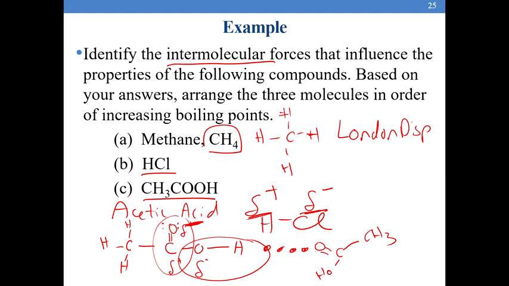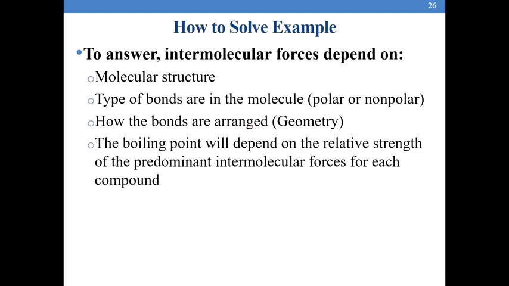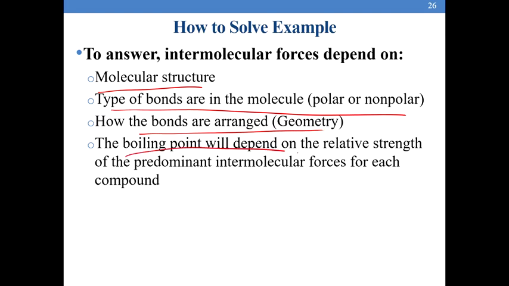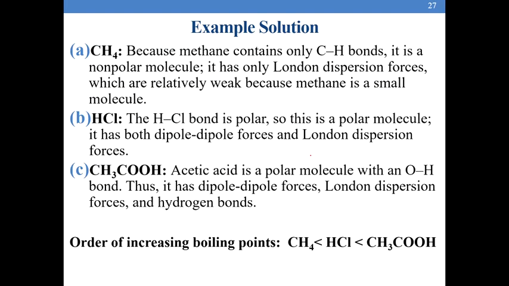So to recap, what you're going to do if you're given a list and you're trying to figure out, all right, who's got the highest boiling point, or put them in order of increasing boiling points. You need to know the structure. You need to look at the polarity based on the geometry of the substance, and then the boiling point is going to be higher if you've got more intermolecular forces, okay? So A, B, and C, this just goes through exactly what I went through when I drew it, and I listed the forces. So you see how the last one has all three forces. So in increasing boiling point, CH4 is the lowest, HCl is in the middle, and the acetic acid is going to be the highest, okay?